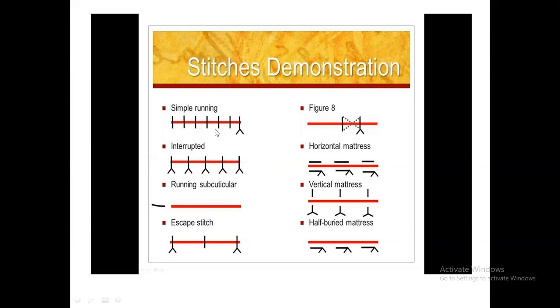Okay, so it can be simple running. In figure of 8 also we can do. Okay, we can do interrupted, we can do horizontal. Then regular, running, everything we can do. Many methods are there, okay, in all of those.